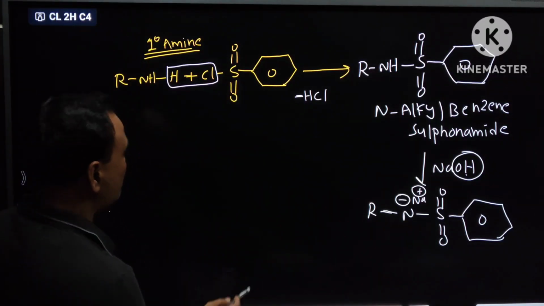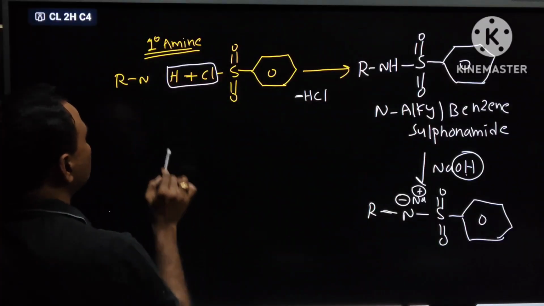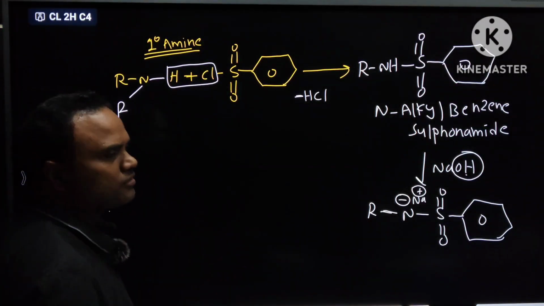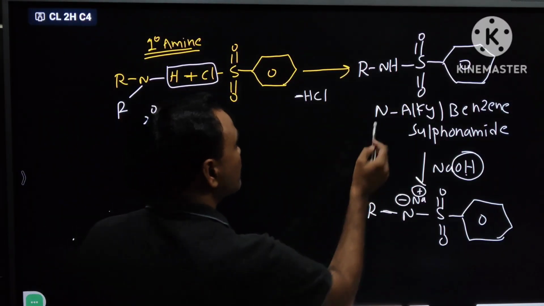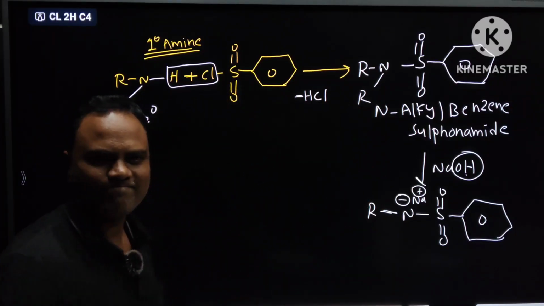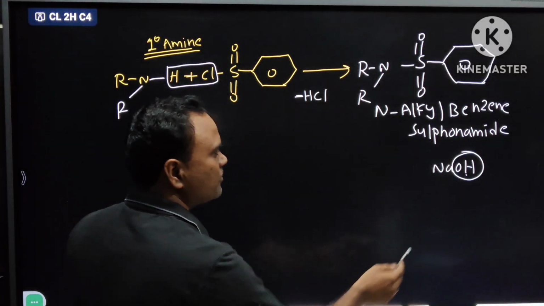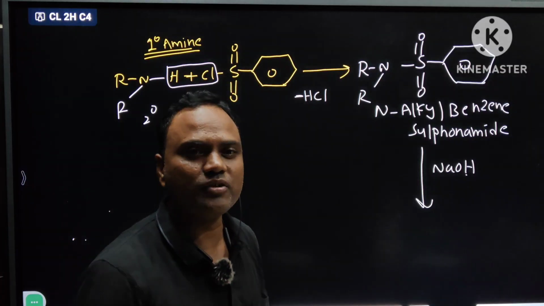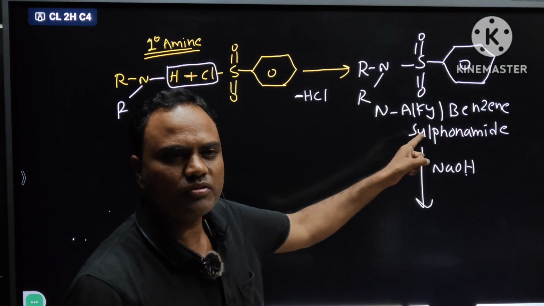Next, what I am doing? You only tell me, this is which degree amine? Secondary amine. Now we are taking secondary amine. What is the key step for this reaction? Presence of hydrogen and what? Hydrogen and nitrogen. But hydrogen is not there. And change the name also.